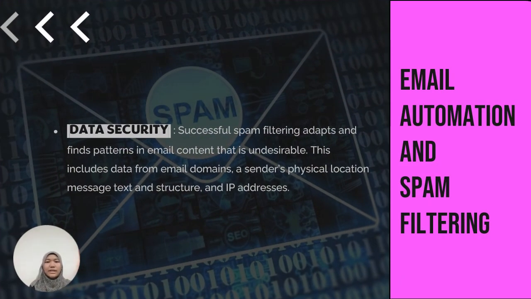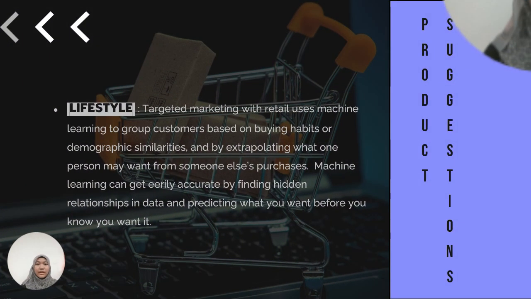Next, for email automation and spam filtering, machine learning is commonly used in data security, which is to find patterns in email content that is undesirable. For product suggestions, we could take Shopee or Lazada, for example, which is when we bought something, the app will automatically recommend us what to buy next based on our last purchase.